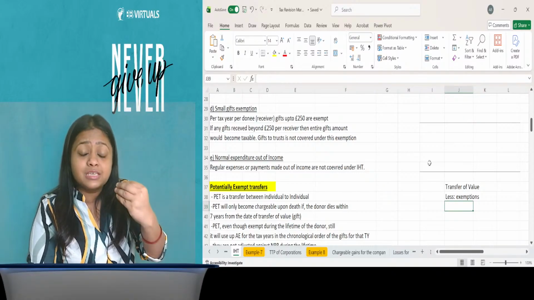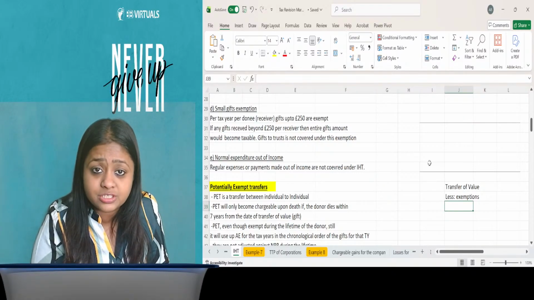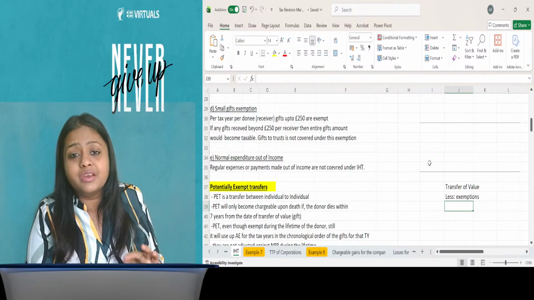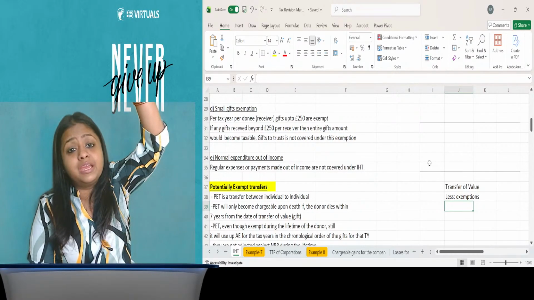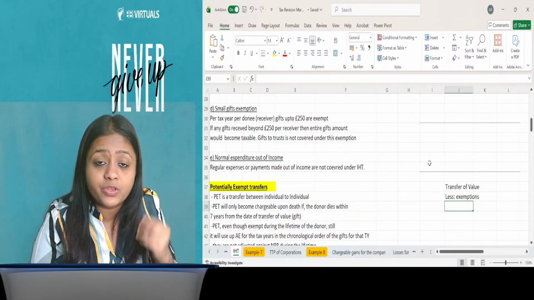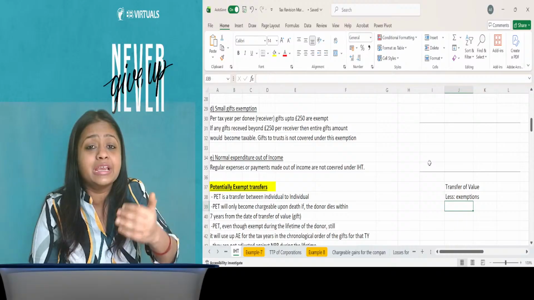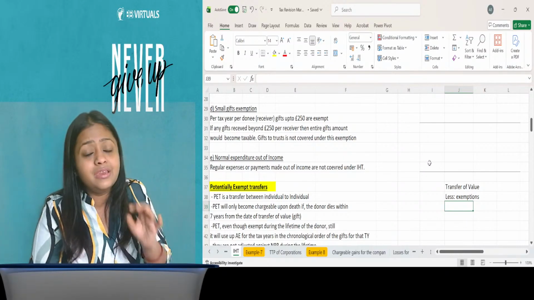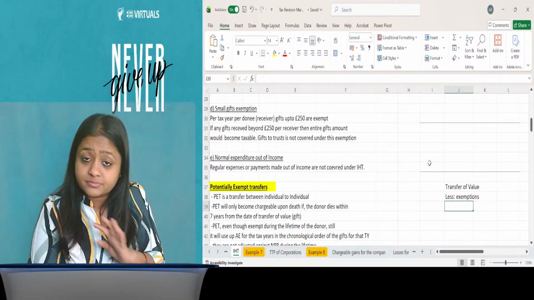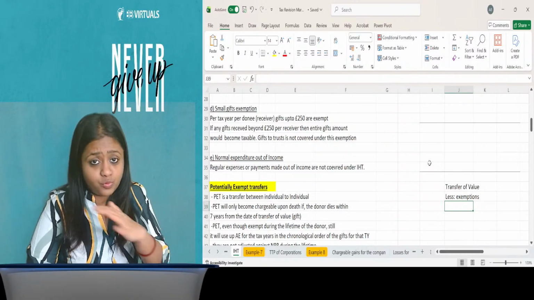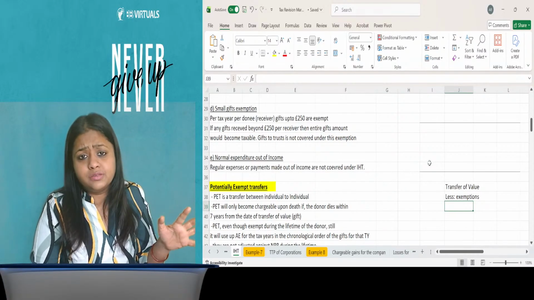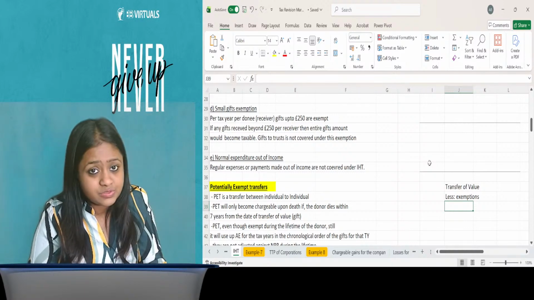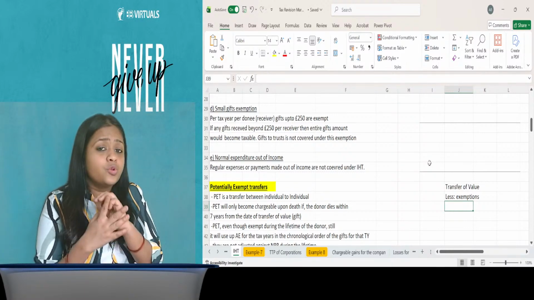Now if a parent is gifting to their children on the occasion of marriage, then up to 5,000 is going to be exempt. If the grandparents, great grandparents, and the lineage above give a gift to their grandchildren or great grandchildren on the occasion of marriage, then the exemption is up to 2,500 per person, per bride, per groom. Then if the gift is made by any other person, the limit is only up to 1,000, whether it's a brother, sister, uncle, aunt, whoever gifted.